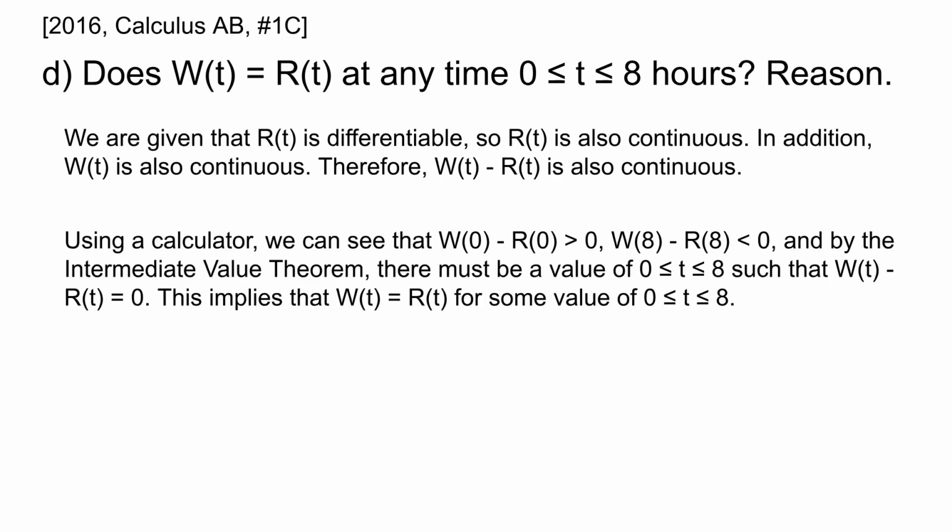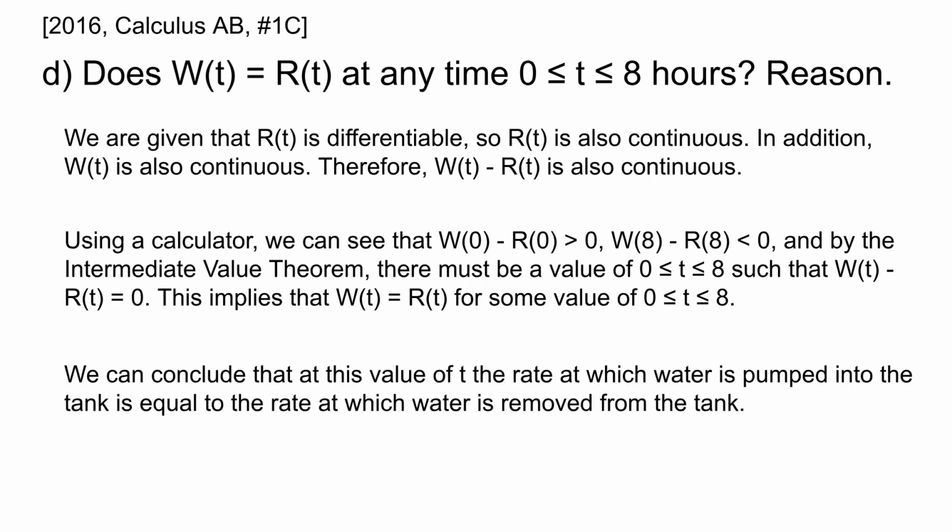Using a calculator, we can see that W of 0 minus R of 0 is positive, and W of 8 minus R of 8 is negative. And by the intermediate value theorem, there must be a value of t somewhere between 0 and 8, such that W of t minus R of t is equal to 0, which implies that there is a value of t for which W of t equals R of t on the interval from 0 to 8. Therefore, we can conclude that at this value of t, the rate at which water is being pumped into the tank is equal to the rate at which water is being removed from the tank.